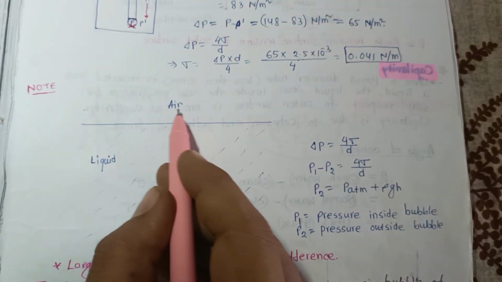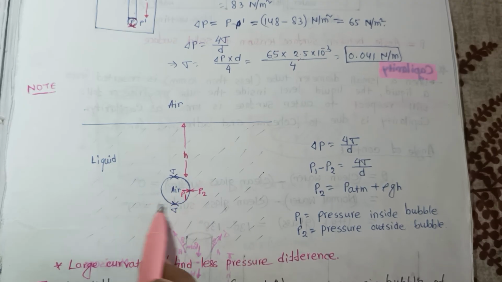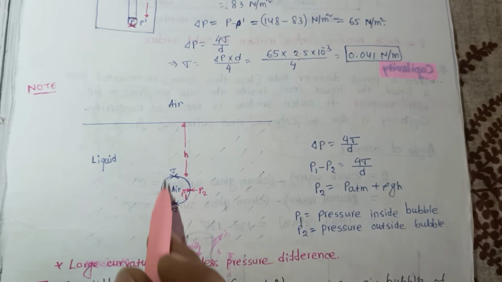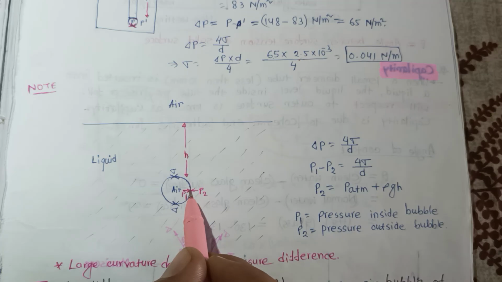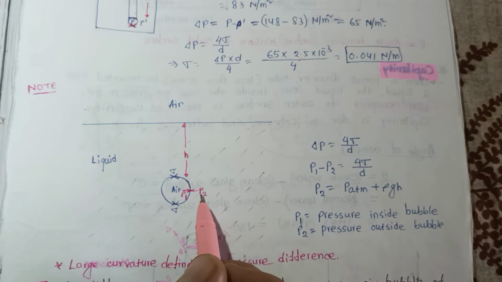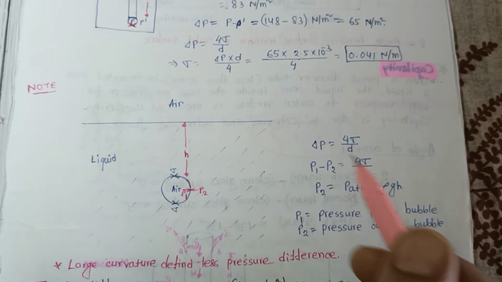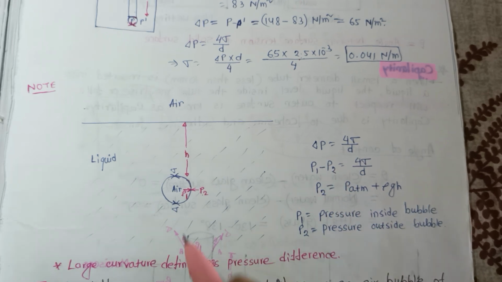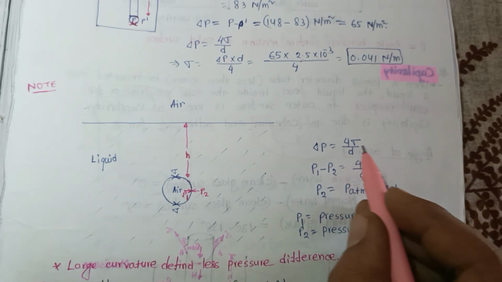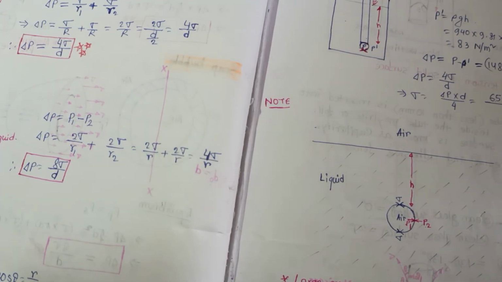There is a liquid and there is air, and there is a bubble. So in that curvature, P1 must be greater than P2, and the depth is h. If you want to calculate delta P for that case, this is 4 sigma by d, not the 8 sigma by d formula.